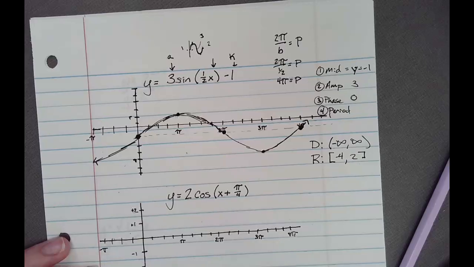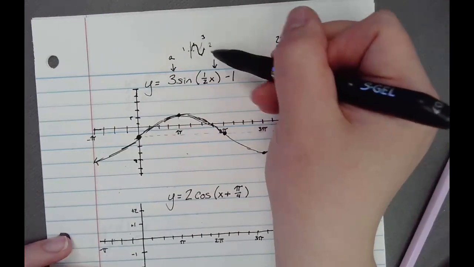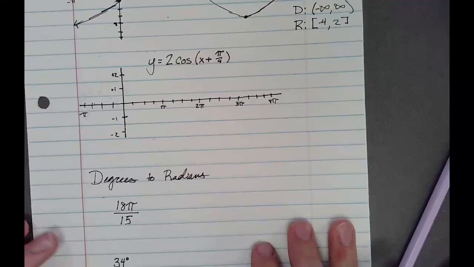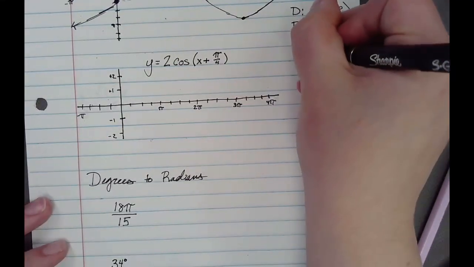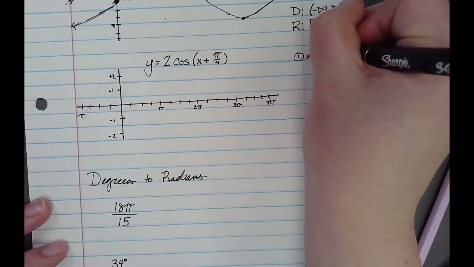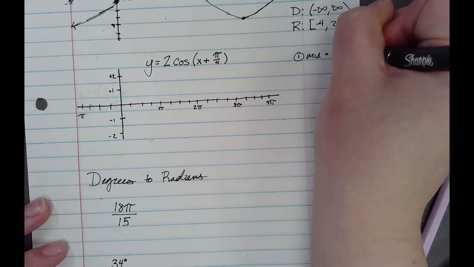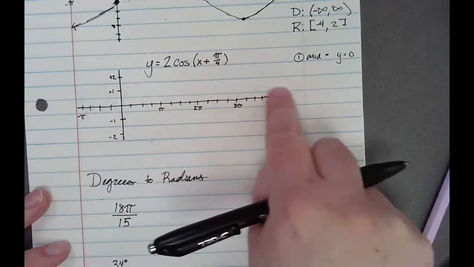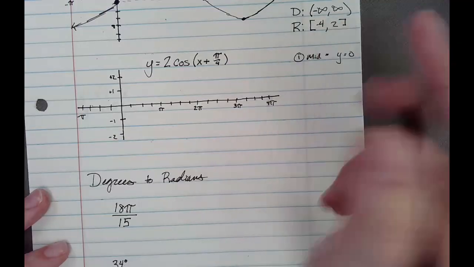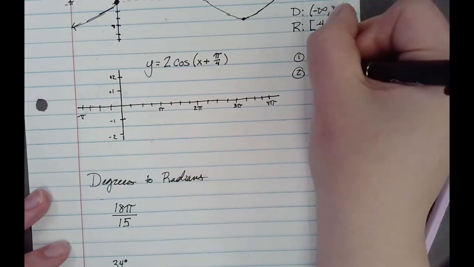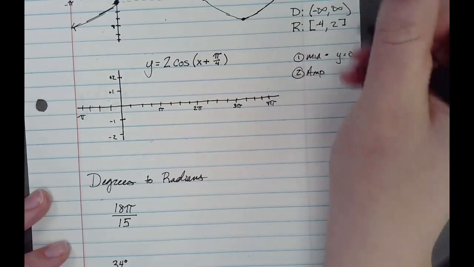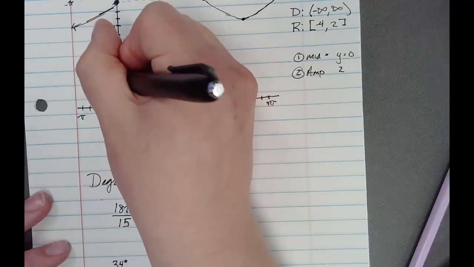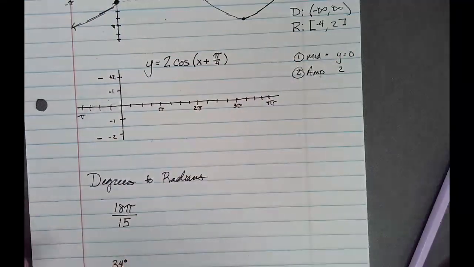Now, cosine is done in a very similar fashion. The only difference is where we are starting on the wave. So we're going to do this process all over again. Starting at the very beginning, we start with our midline. In this case, I don't have a k value, which means that my midline is at 0. So I'm going to be oscillating or waving around the x-axis. Now that I know that, I can move on to my amplitude, which we said is our a value, which in this case is 2. So we're going to be going up 2 and down 2 from that.